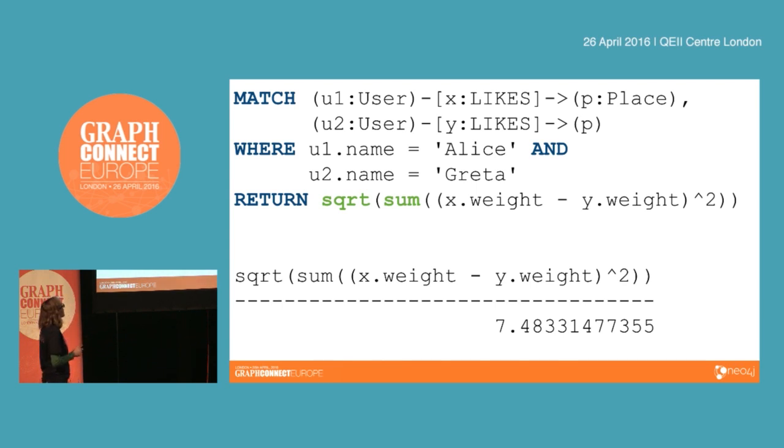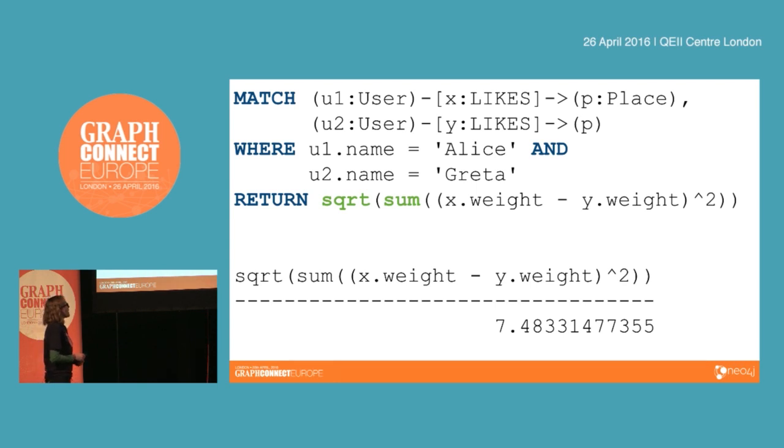And then we can easily calculate the Euclidean distance between them with the square root of the sum of their squared differences, right? Because there's that weight property on each of these LIKES relationships. And here we get the same answer, except we did it in Cypher.